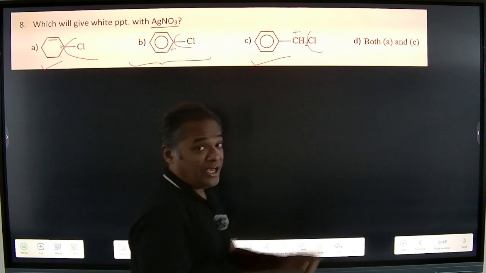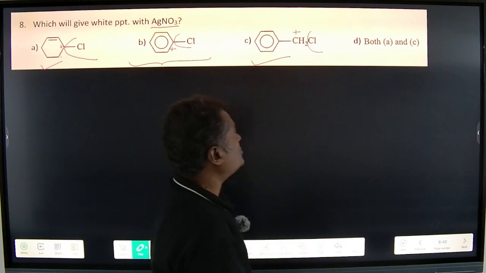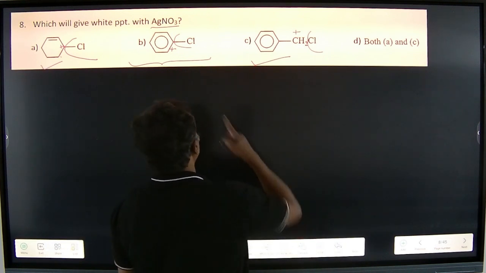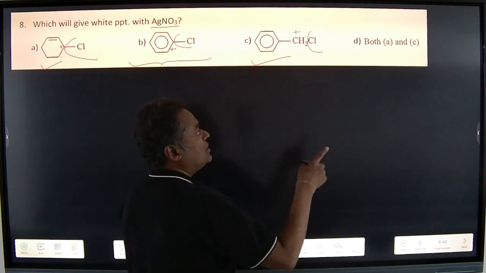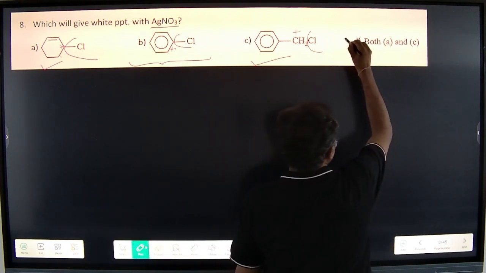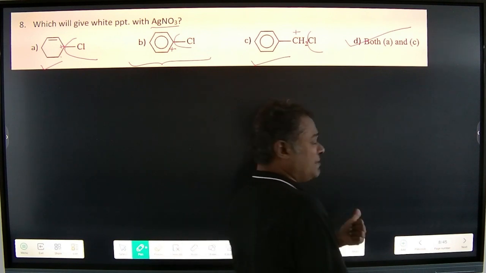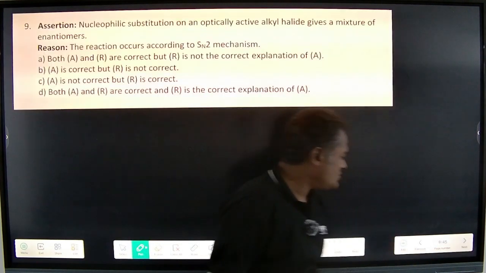That means if silver nitrate has to react, there are two options to react, one is A and one is C, and that's why the white precipitate with Cl and silver will be obtained because of both option A and C. So the correct answer for this MCQ is both A and C. I hope this is clear. Let's proceed with the next question, child.